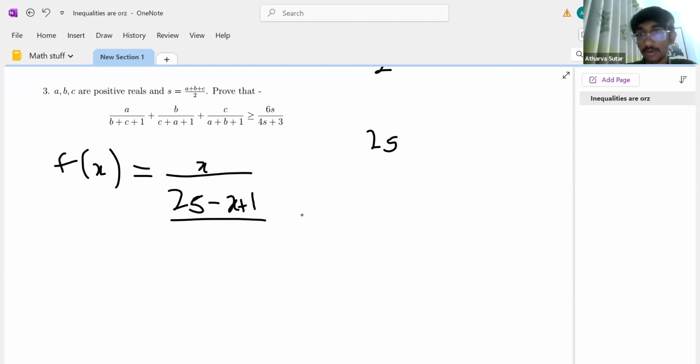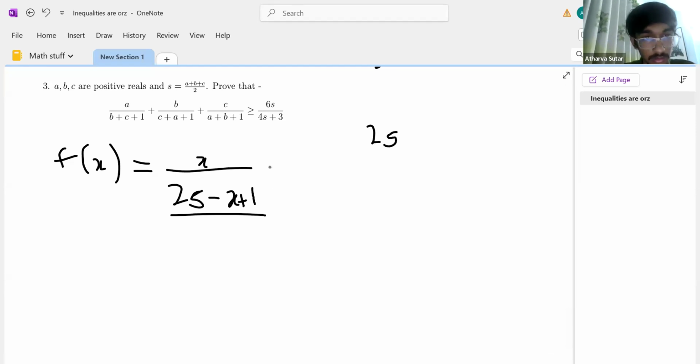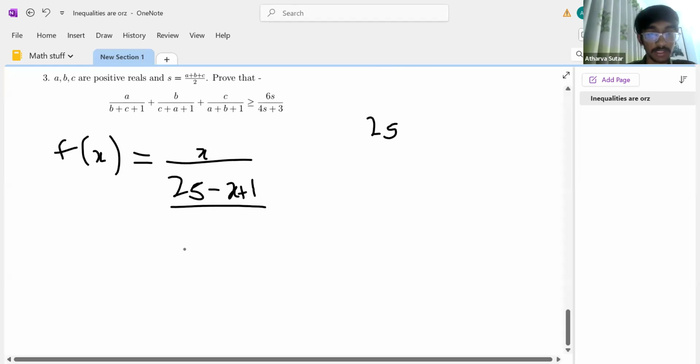Just stating the inequality and proving that the function is convex is enough. So yeah, you basically get that this function is a convex function. And if you find the average of this, it will come out to be 2s upon 1.